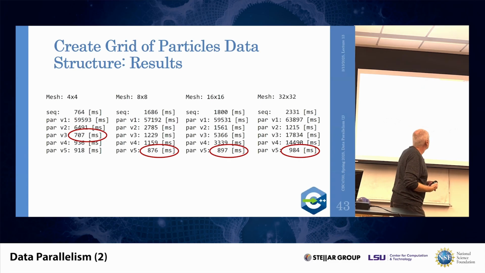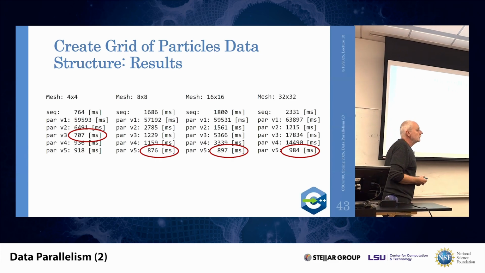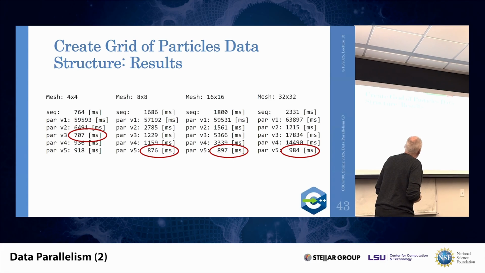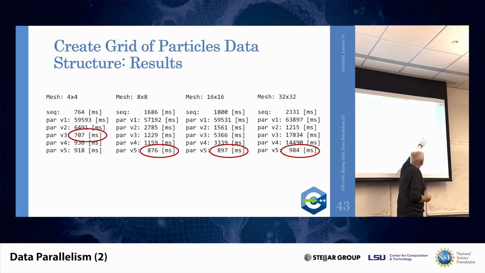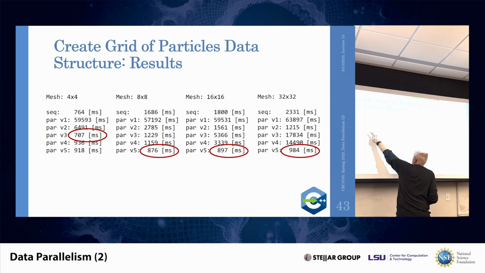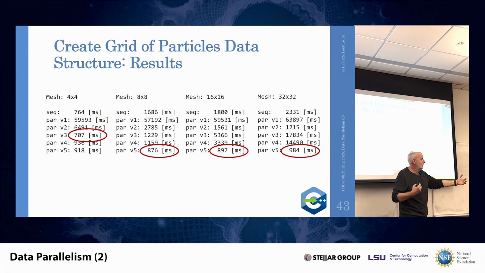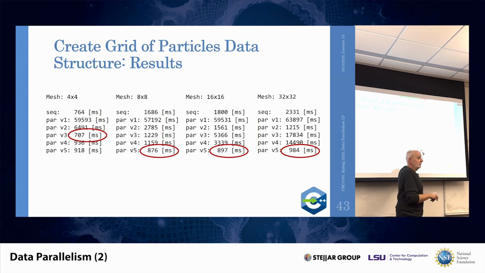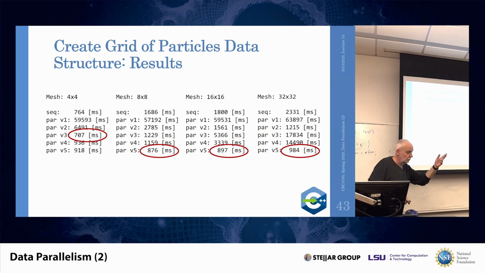Yes? Is there a specific reason why version 2 gets better as you increase the size? Because you have fewer mutexes contended, right? You have 1 mutex per cell, and you have 16 mutexes here, and here you have 1024 mutexes. So you have a lot less contention. The probability that 2 threads want to grab the same mutex is much smaller here than here, right? So that's why it's getting faster. Good observation, yes. Good point.